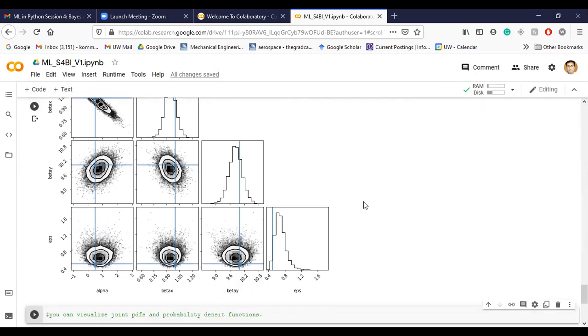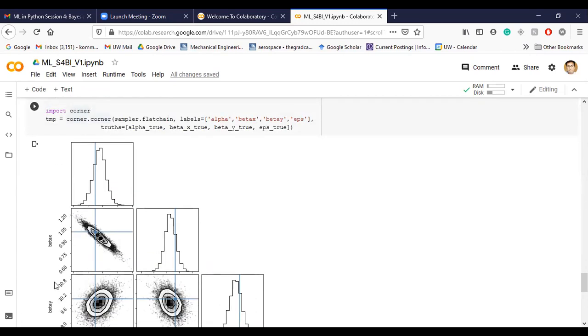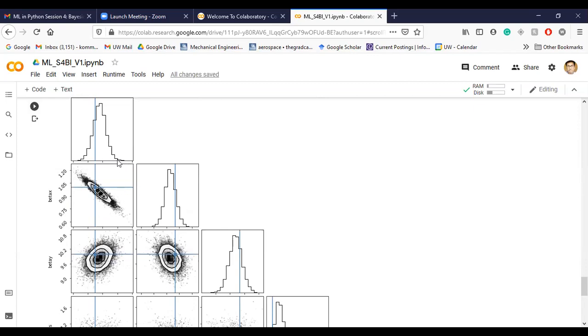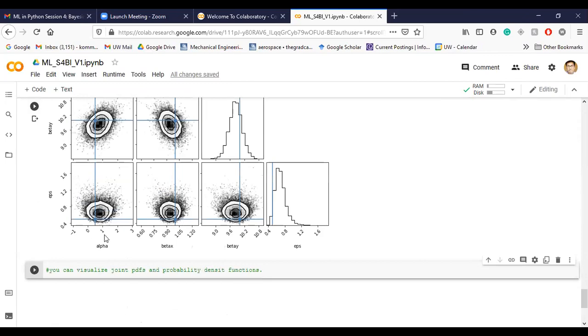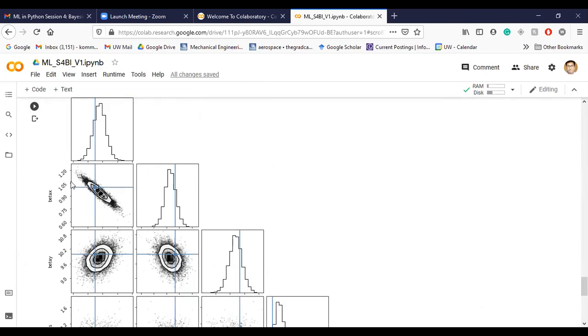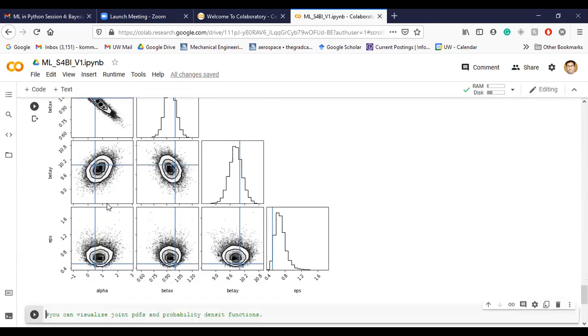Okay, I think these plots don't make much sense at this point, but let me give more intuition behind that. We have these four parameters: alpha, beta x, beta y, and epsilon. Similarly, we have them on the same axis. So this corresponds to alpha comma alpha. This would be a PDF, and this would be the conditional probability, like P of beta x comma alpha. This is the joint PDF, and this is the independent PDF of P of alpha, and this is P of alpha comma beta x, and so on.